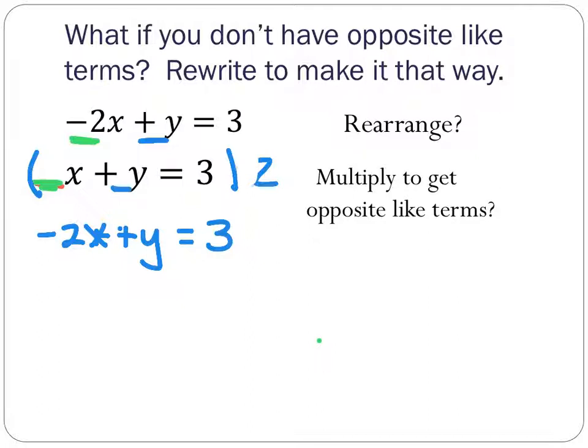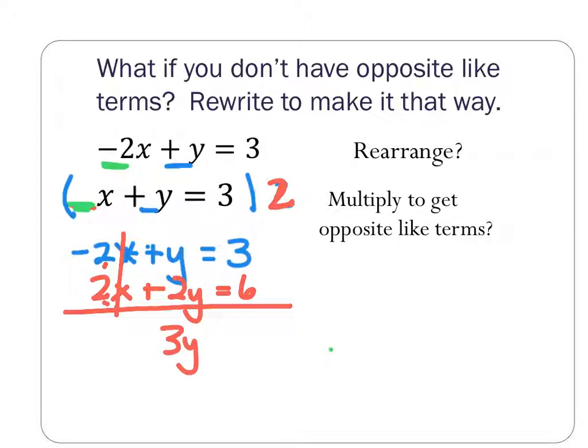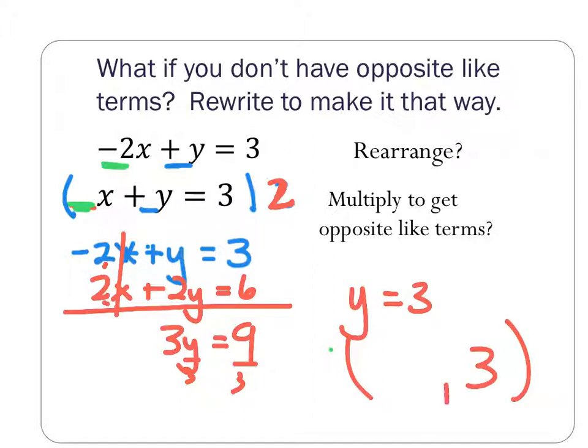So if you're wondering, what is she thinking? It's because I'm goofy. So the bottom one I'm going to multiply by +2, so I get 2x plus 2y equals 6. And now I have the opposite like terms that I want. Those cancel out. I get 3y equals 9. Divide both sides by 3. Y equals 3. And then all I have to do is plug it in. y is 3, so that means that x has to be 0.